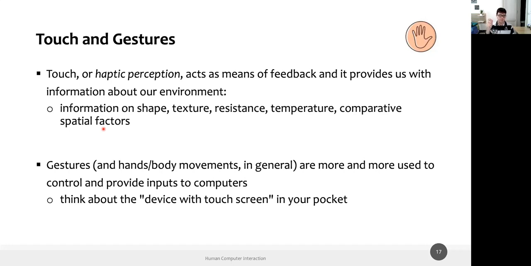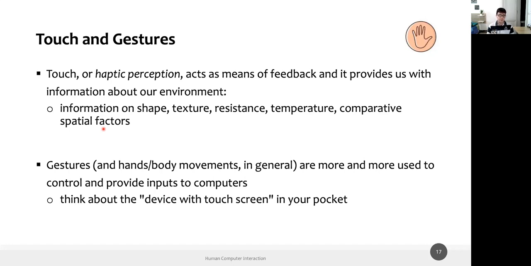So this is probably smaller than another object of the same size, of the same form. And we can know this information just by touching them with our hands, for instance. And this is more a sense.